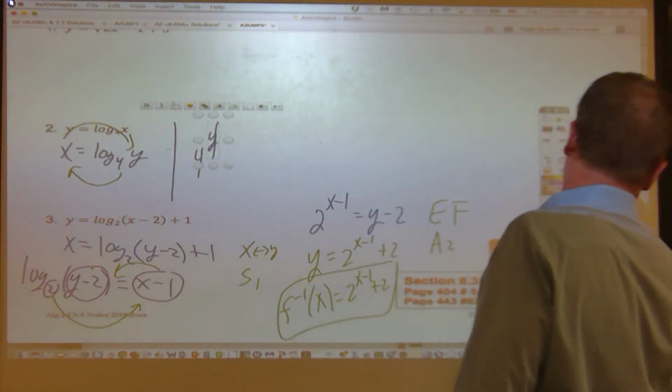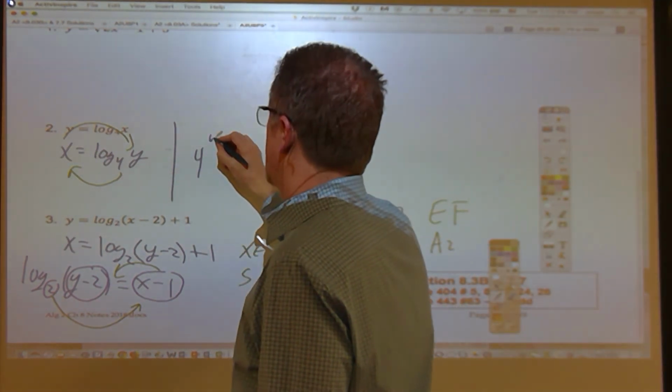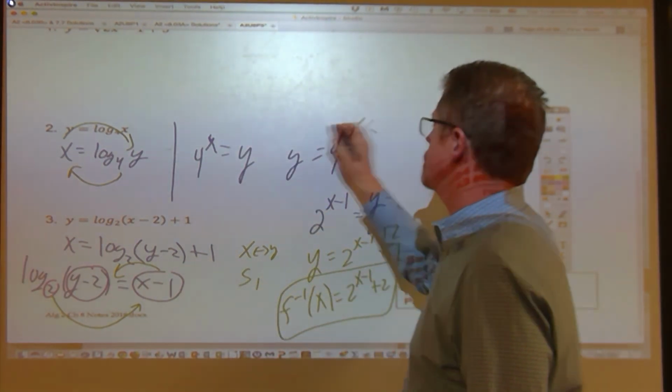That's actually a good place to stop. The other example is online if you want to see that. That's one to review. But the arrow thing gives us 4 to the x equals y. That's the answer to number 2.